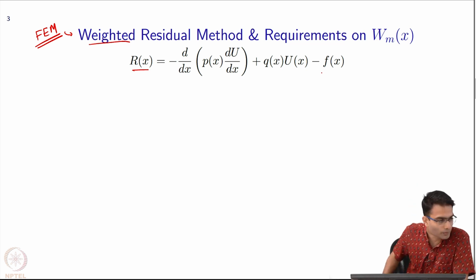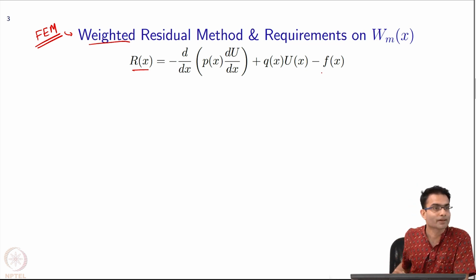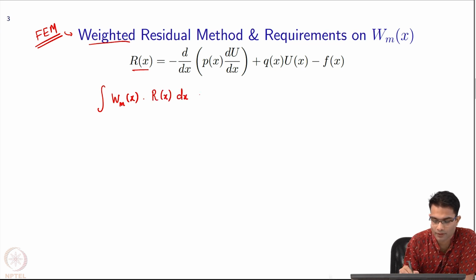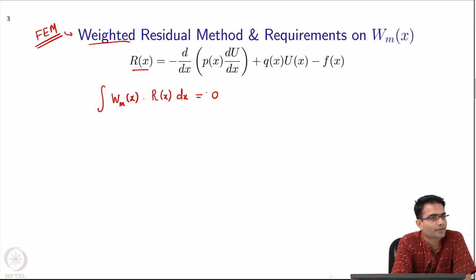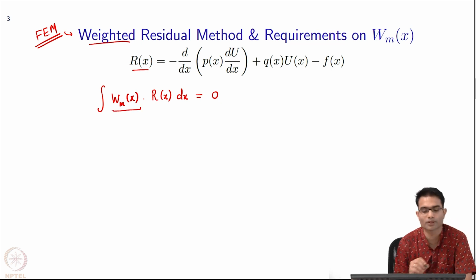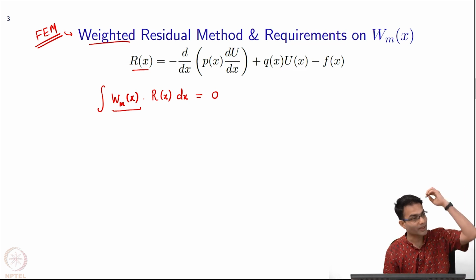And then what do I want to do? Weighted residual method. So I have to take the integral of some weighting function, I will call it Wm, multiplied by r of x, integrate over dx, and set it equal to 0. That becomes the weighted residual method, okay. So earlier I had called this the basis function Bm, okay. I am just calling it W because W is coming from the word weighted, okay.